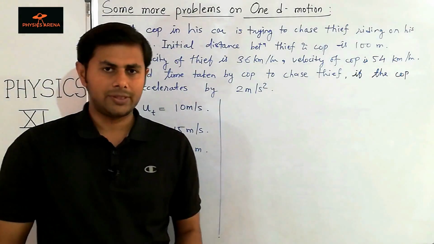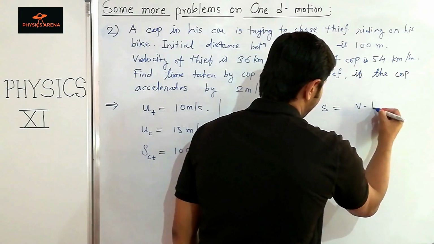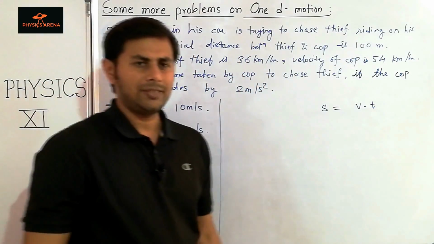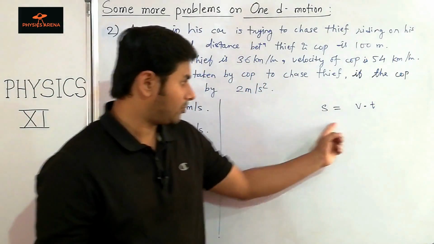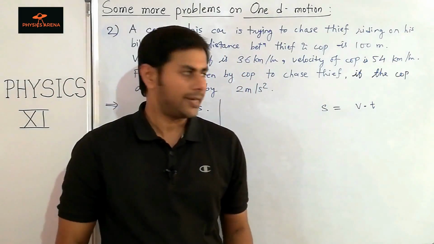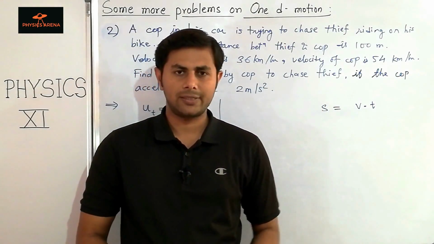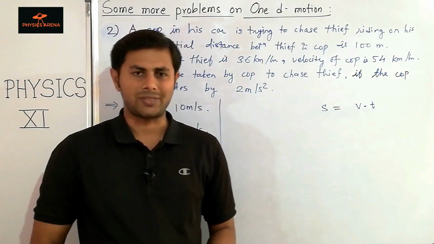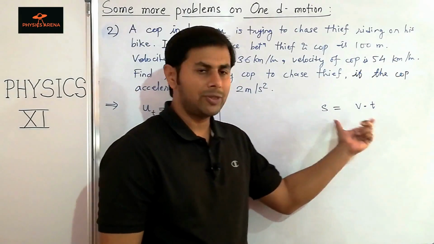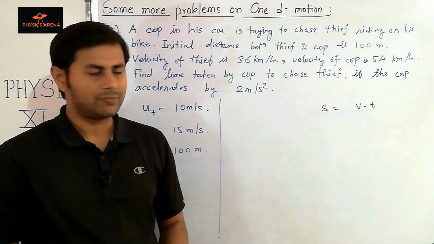Now can we use the same formula that S equals V times T, where S and V are relative? The answer is no, because this formula was based on an assumption that the cop and the thief, both the objects, are moving with uniform velocity. In this case, they are not. So what should we do? We have kinematic equation number 2.